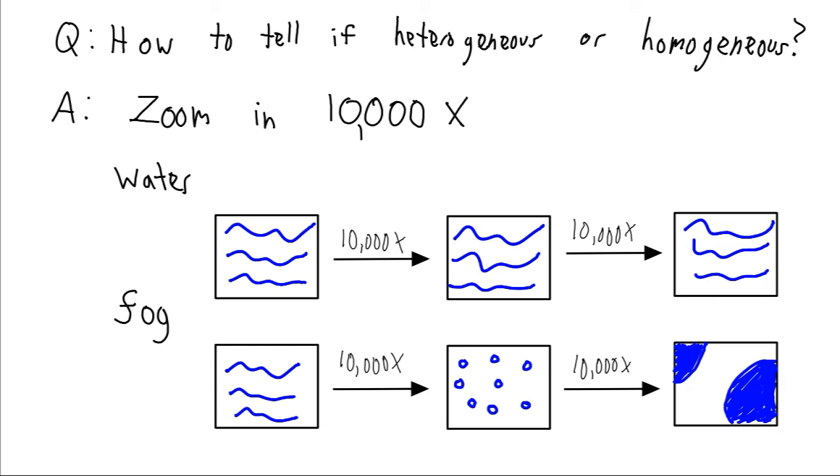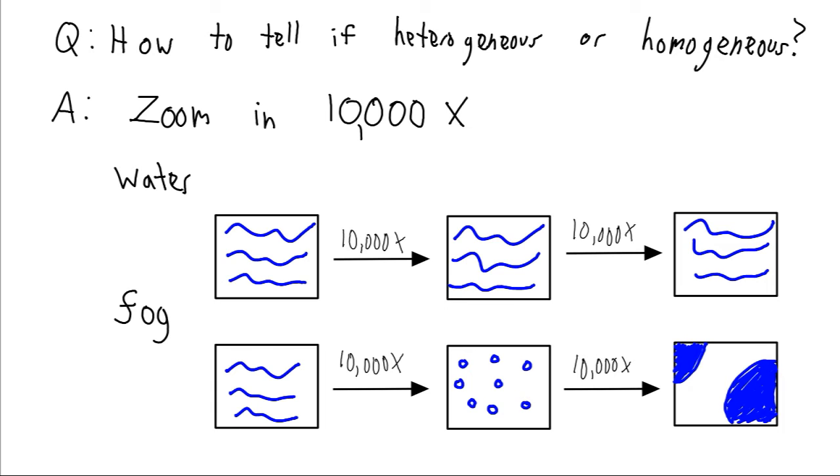Now, the 10,000 has some significance here. You don't want to keep zooming in more than this. If you keep zooming in, you're going to start seeing things like molecules and atoms and subatomic particles, which we haven't discovered in our course yet. And in that case, you would say everything is heterogeneous because everything is made of these discrete subunits.